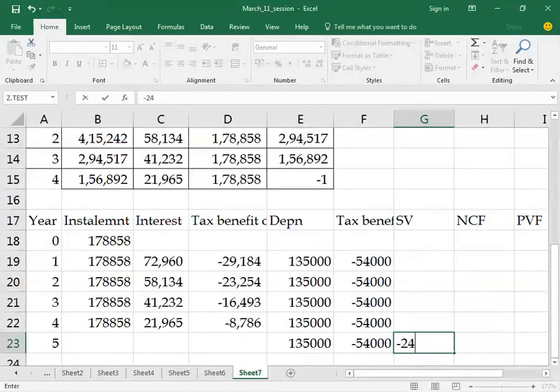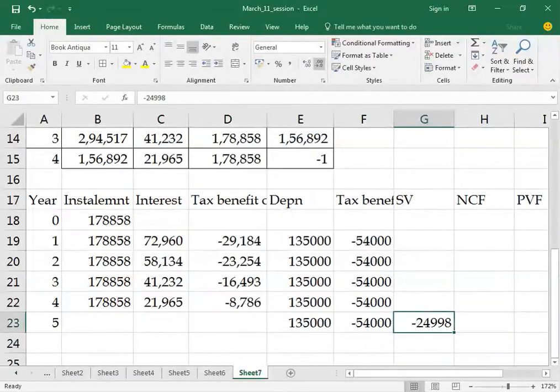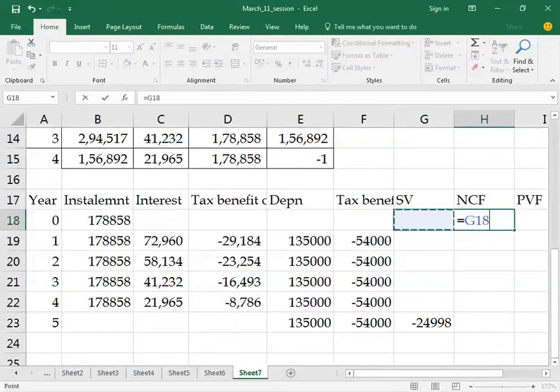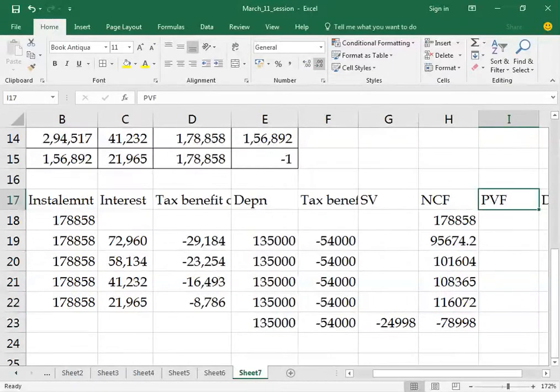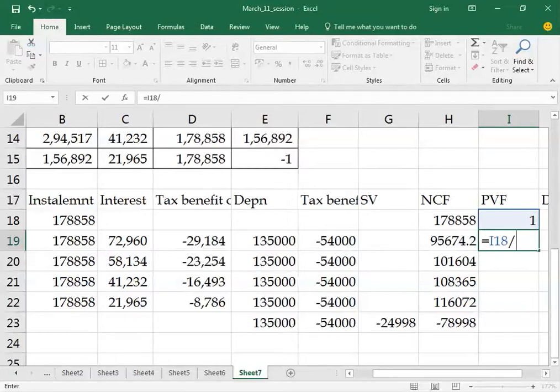Salvage value at the end is 24,998. Asset would have been depreciated by the right amount. So you have 24,998, and finally my outflows are installment, tax benefit on interest, tax benefit on depreciation, and salvage value. What is the discount rate? The discount rate is after tax cost of debt. Can you tell me what is the after tax cost? So 1.084.